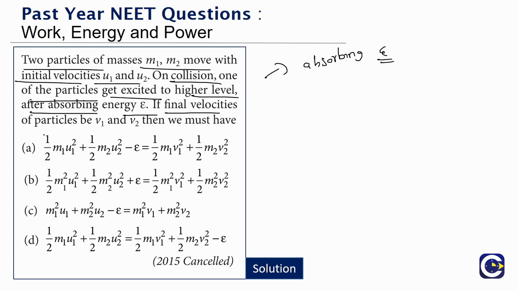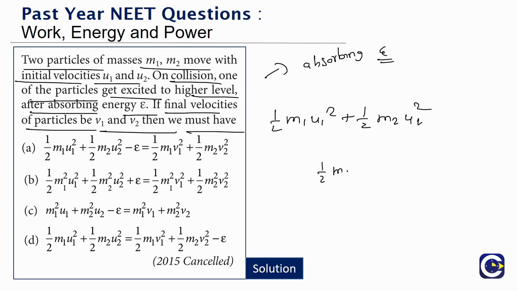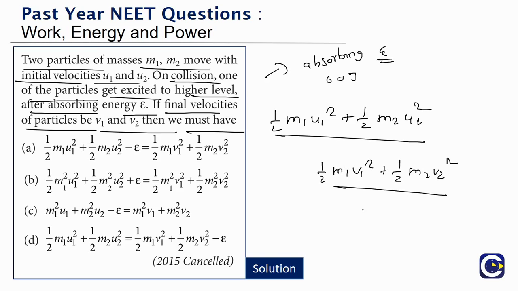If the final velocities of the particles are v1 and v2, then we must have, see, what is the initial kinetic energy? Half m1 u1 square plus half m2 u2 square. What is the final kinetic energy? Half m1 v1 square plus half m2 v2 square. Now let us say the initial kinetic energy is some 60 joules. Final kinetic energy is some 45 joules.